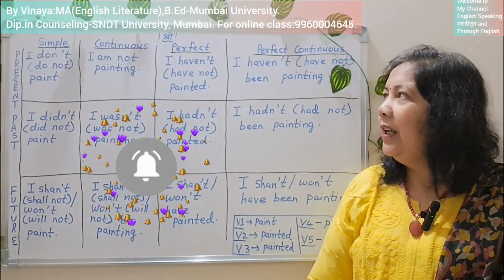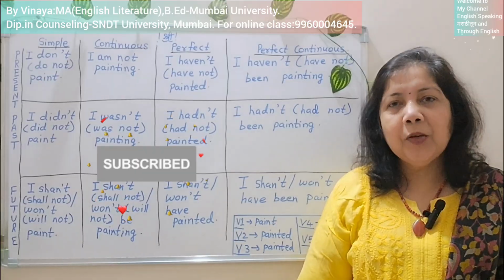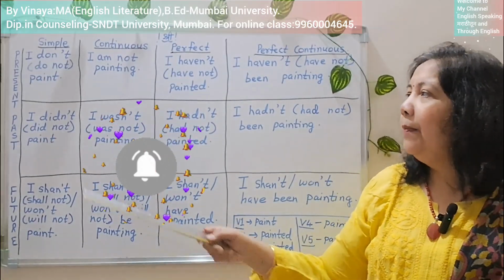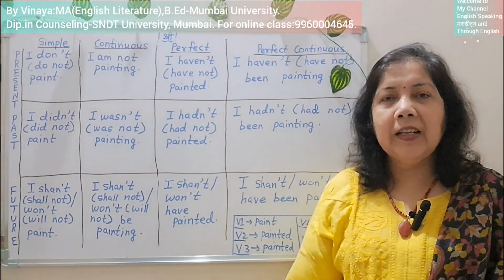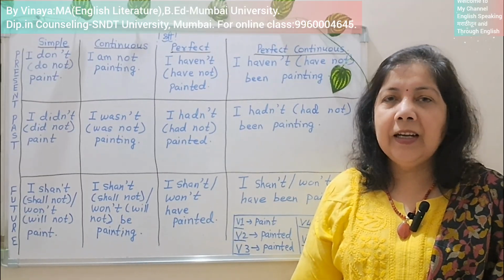Today we are going to see 12 tenses and negative sentences. So let us see the names of first all 12 tenses. Present tense, past tense and future tense are the three main tenses and each one has four types. Let us read the names.